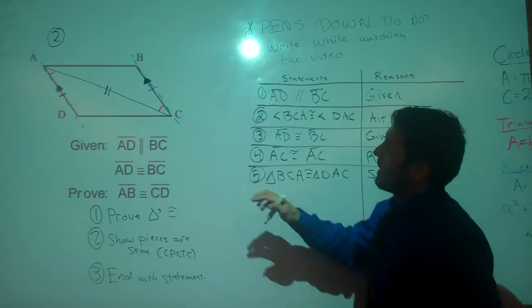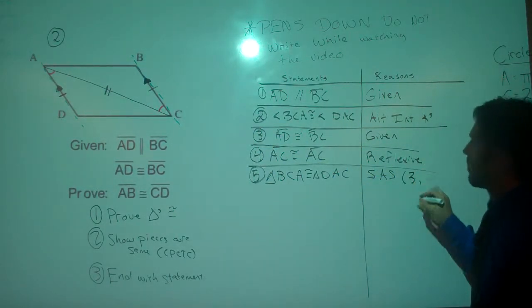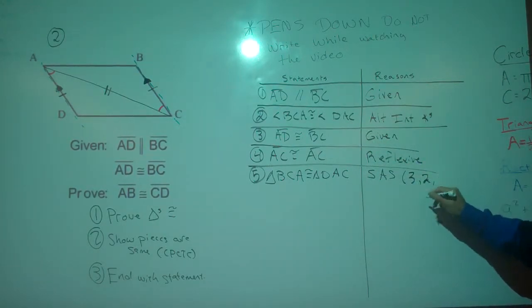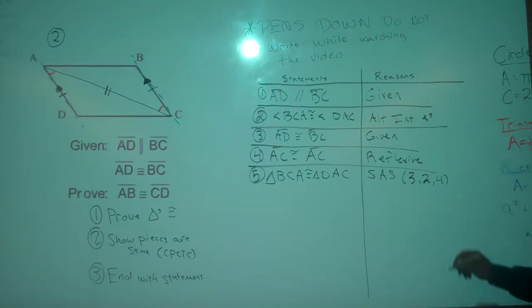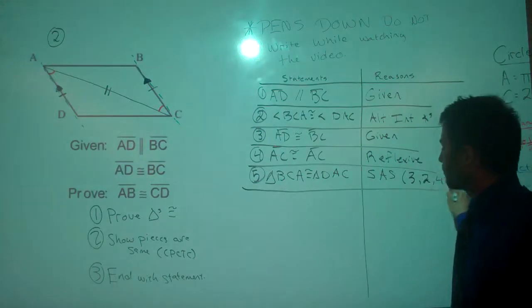The first side that I had marked, I put that in step 3. The angles that I have marked are from step 2. And the final side that I had marked was in step 4. I have completed the first part where I proved my triangles are congruent.